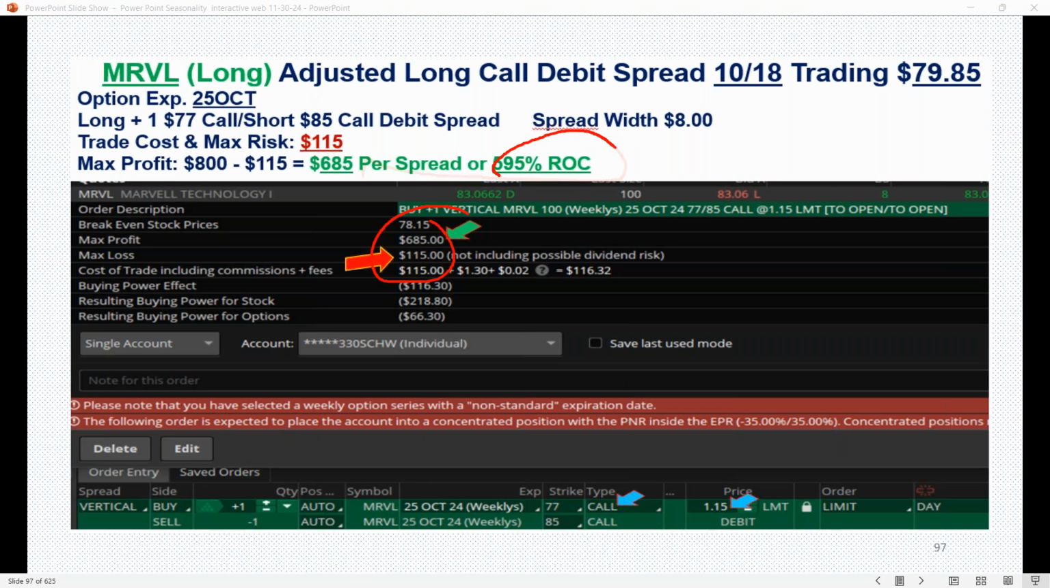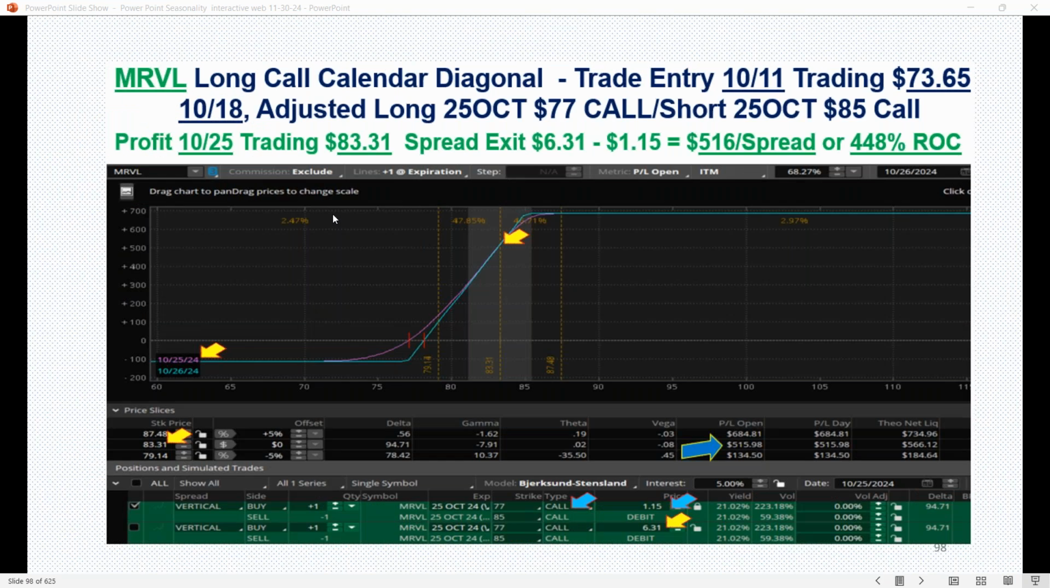So these are the kind of things that you'll get. I'm constantly looking to enhance the trade, either by capital at risk, return, or we look at theta a lot. So here was the trade going out. We adjusted this right there to the 25th October, 77 call long, 85 call. And on the 25th, it was trading at 83.31 from 73.65.